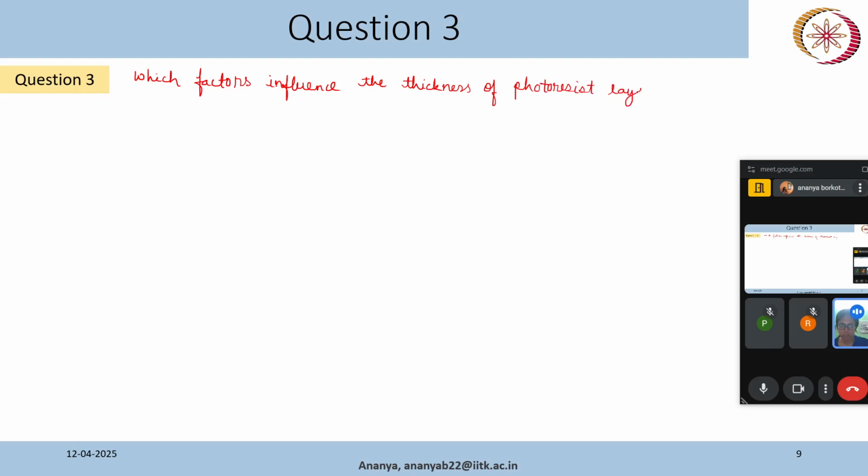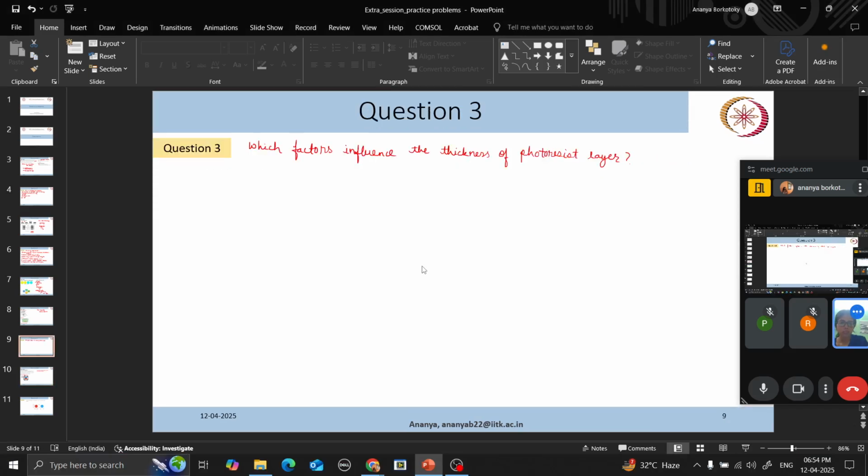Because we have discussed photolithography in this course so many times, that is why I thought of giving this question. What are the factors that determine the thickness of the photoresist layer while doing spin coating? Do you remember this?